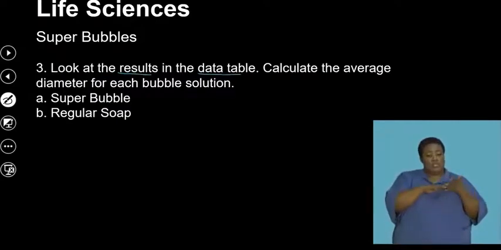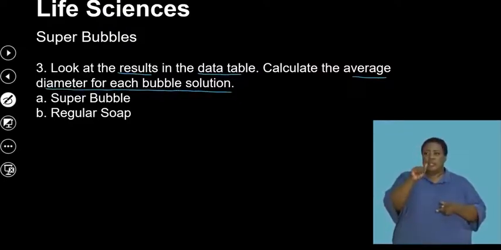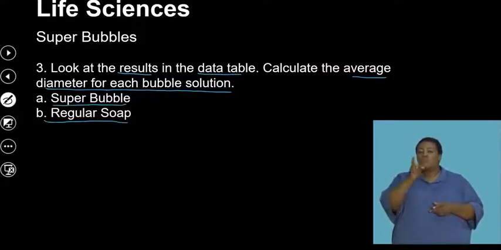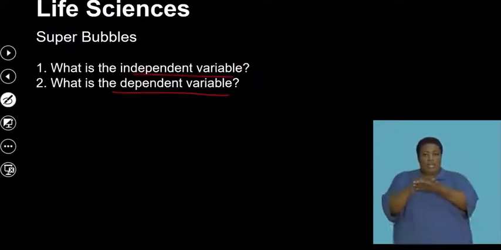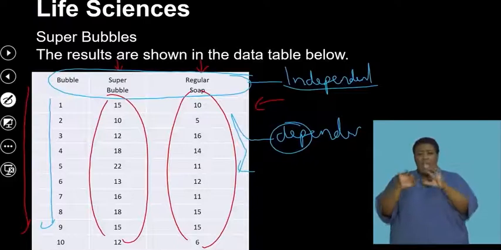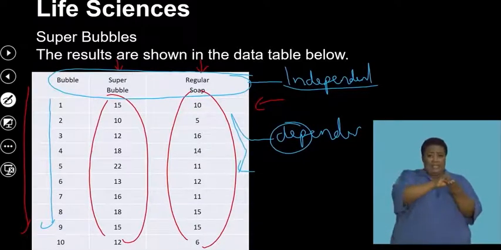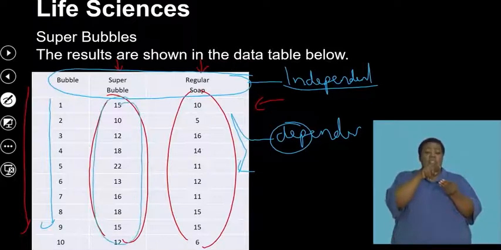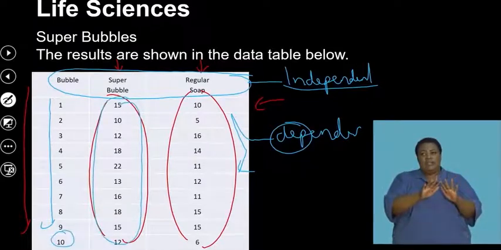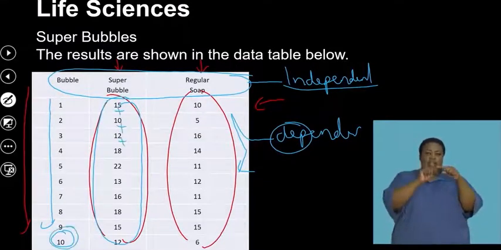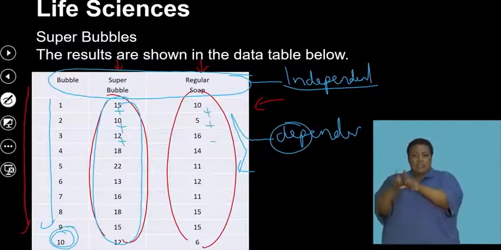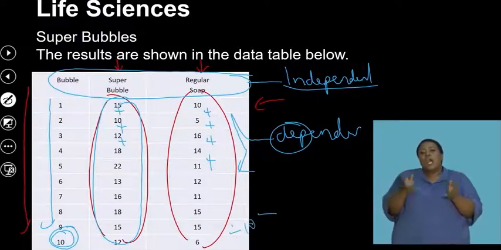Look at the results in the table and calculate the average diameter for each bubble solution. Here you've got to use a calculator, so it's important for us to be able to use information from the data table to calculate exactly the diameters. In this case, you would need to add up the sum of all these 10 and divide that sum by 10. You've got to do the same for the data collected for the regular soap, which would also be divided by 10 to produce what we call the average.